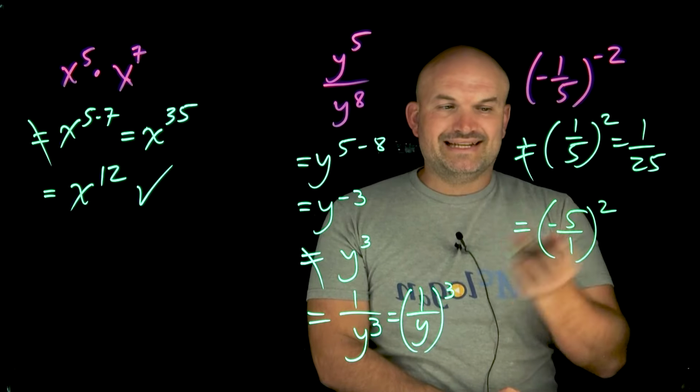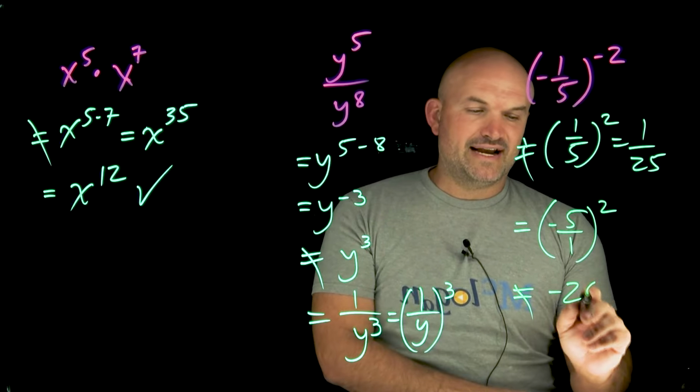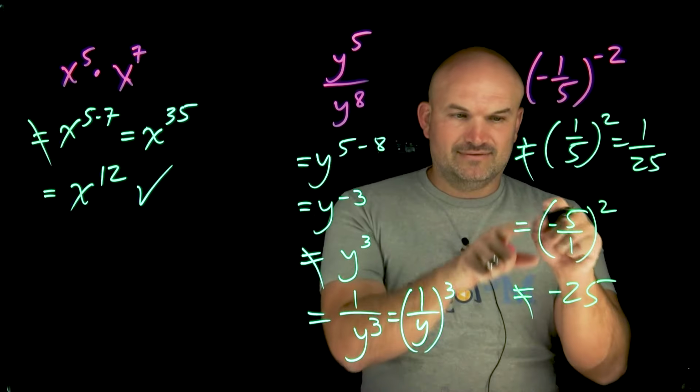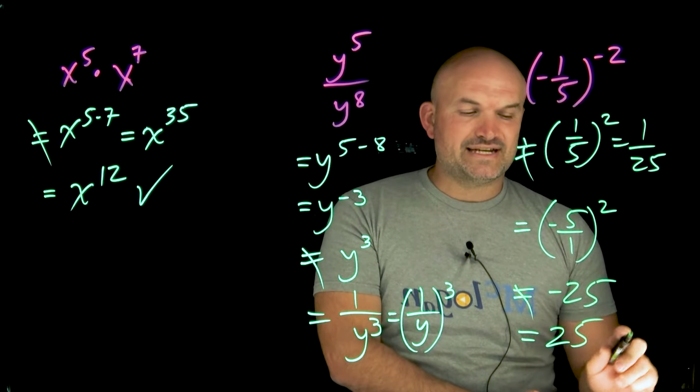Now again, we don't really need to include this here, but a lot of students, again, will forget about the negative and they'll leave that as a negative 25. No. This is negative 5 times negative 5. So therefore, the final answer is going to be a positive 25.